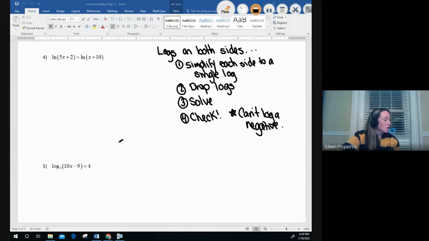Okay, so for this, since you have logs on both sides, you can drop the logs on both sides and just set 5x plus 2 equal to x plus 10.